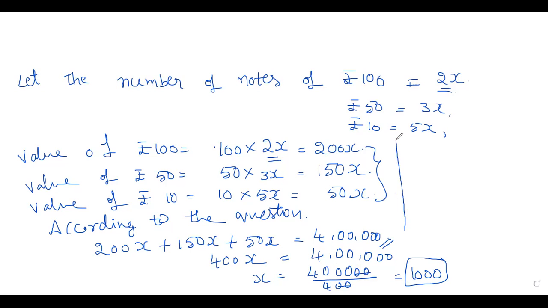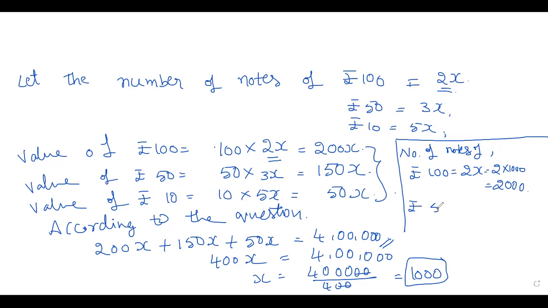Okay, the value of x is 1000. So the number of 100 rupee notes. Okay, children. Here we have taken as 2x. So number of notes of rupees 100 is equal to 2x, that is equal to 2 into 1000, that is 2000. So 2000 notes. Okay, children.